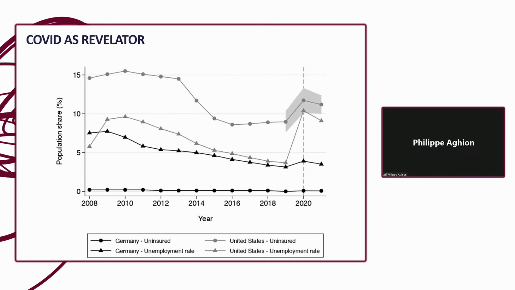So, for example, if you look here, the US is the gray and Germany is the black. Triangles are the share of the population without employment, without a job. And the circles are the share of the population without health insurance. You see that the share of the US population without health insurance went down with Obamacare, but it went up again with COVID. Why? Because when you lose your employment in the US, you have a probability of also losing health insurance. So at the time when they needed health insurance, a fraction of the population lost it.